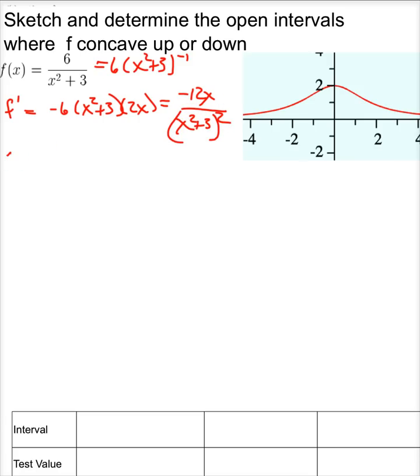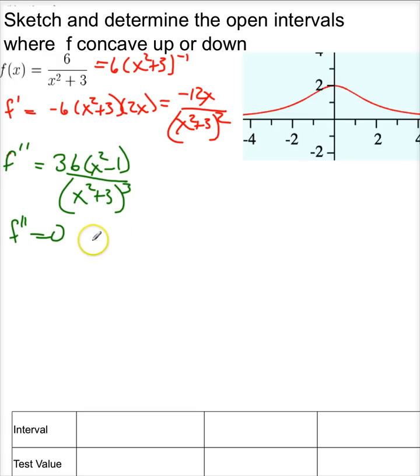Now I need the second derivative. Let me change pen colors. I don't really have enough room to set it up, so I'm just going to tell you that the second derivative is 36 times (x squared minus 1) divided by (x squared plus 3) cubed. Now, where is this 0? The first thing you have to do is find where f double prime is 0. F double prime is 0 when the numerator is 0, so when x is plus or minus 1. The denominator in this case is never 0.